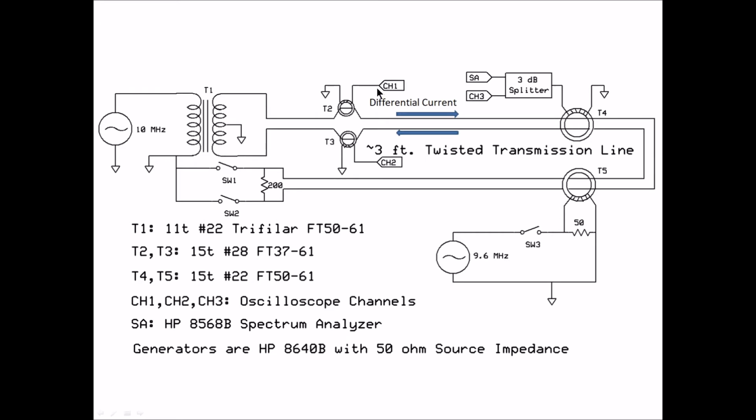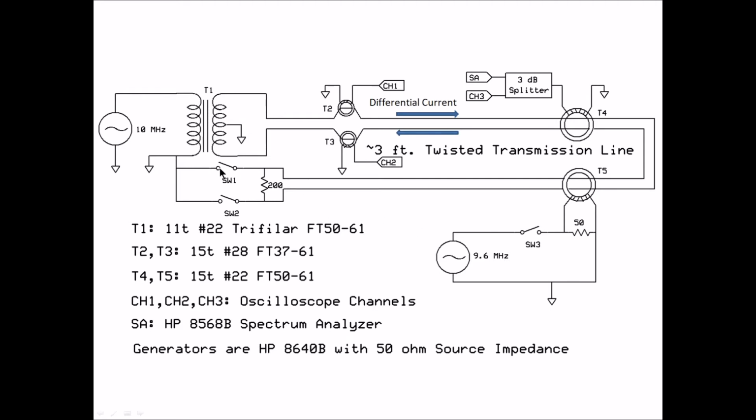This sensor right here is displayed on channel 1 of the oscilloscope, this one on channel 2 of the oscilloscope, and then the common mode current goes through a splitter and goes to a spectrum analyzer and channel 3 of the oscilloscope. I have switches, switch 1, switch 2, and switch 3.